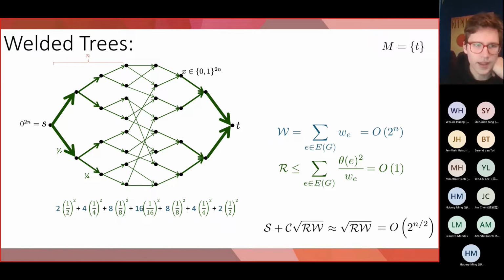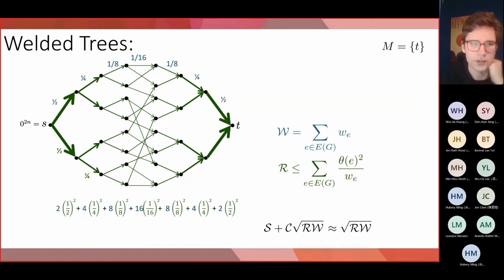So let's try that. We could let the weights scale with the flow. So we set the weights on the first edges to 1/2. Then in the second layer, all edges have weight 1/4, and then 1/8, and then 1/16, etc. Again, this seems like a natural choice of weights for our graph. So let's see what changes.